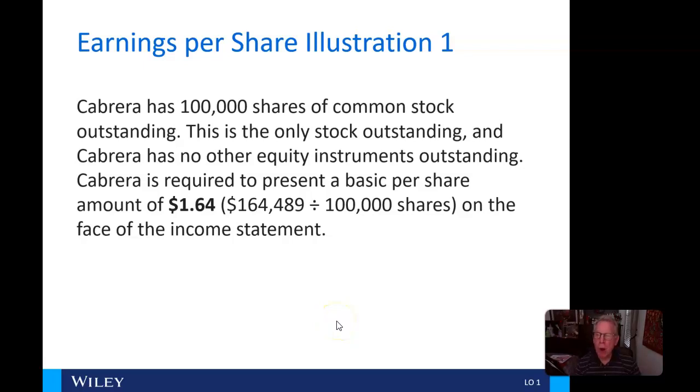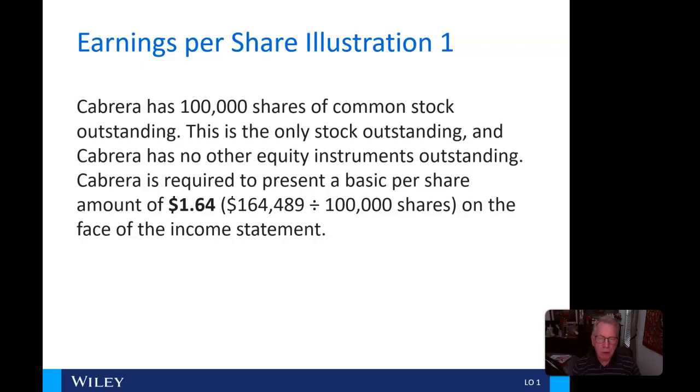Hello, everybody, and welcome back to video 2 in chapter 3. Cabrera has 100,000 shares of common stock outstanding. This is the only stock outstanding, and it has no other equity instruments outstanding. It's required to present a basic per share amount of $1.64 on the face of the income statement.